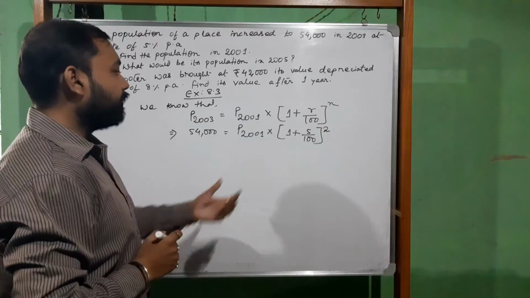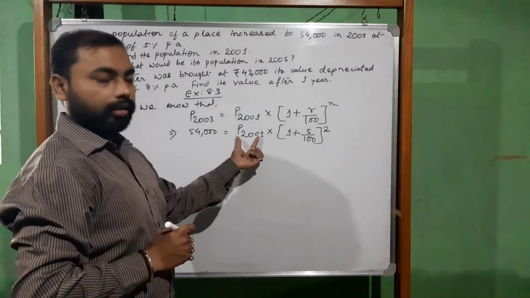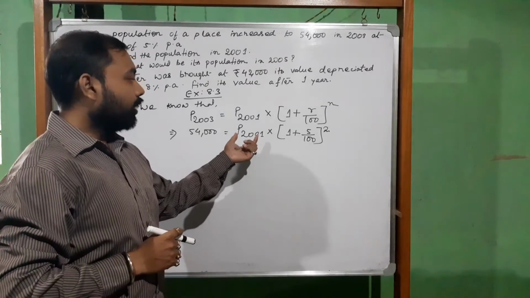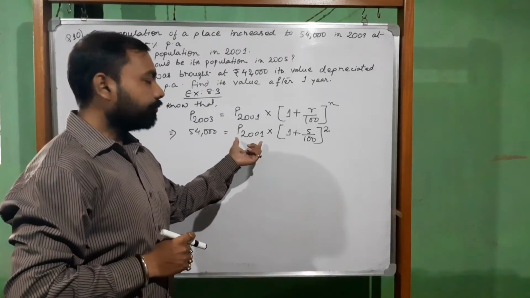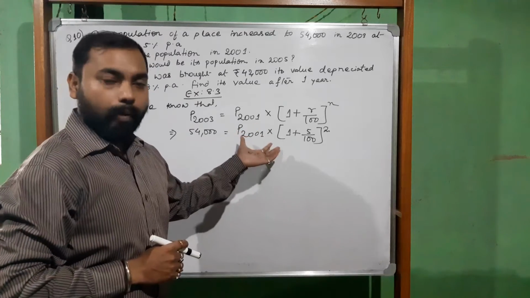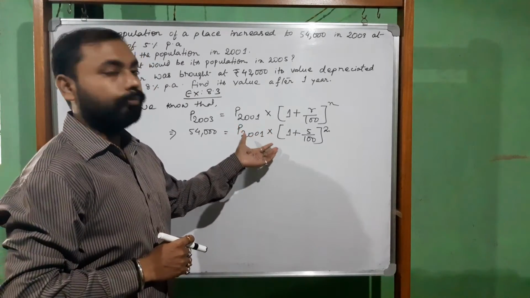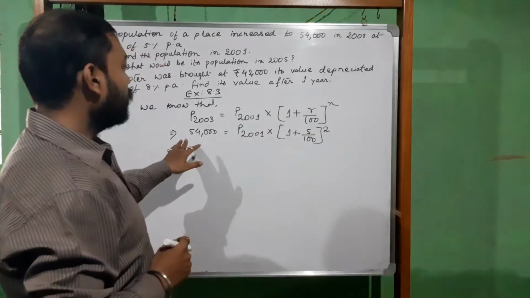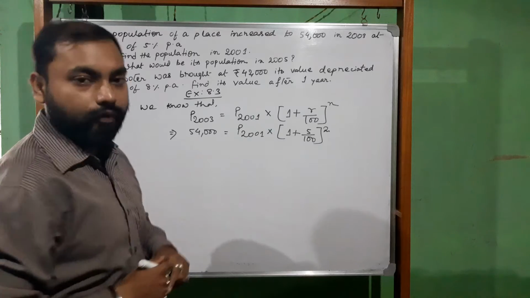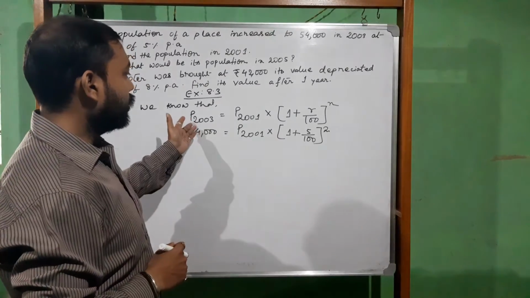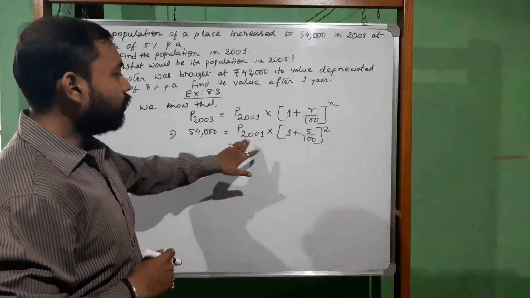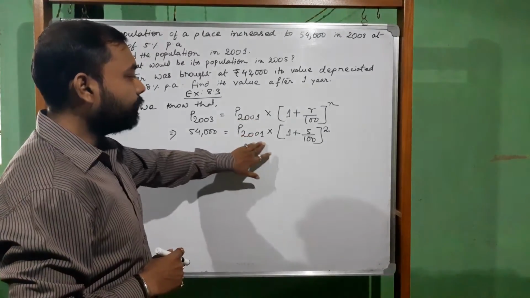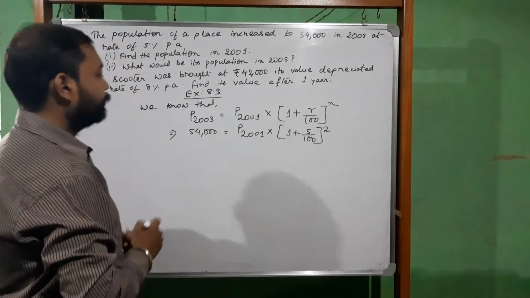Now the thing is, why have I written 2001 here in the principal and 2003 in the amount part? Because it is given that the population in year 2001, whatever may be the population, has increased by 5%, and after 2 years the population was this much, 54,000. So that means 2003 is given. So we have to find the population of 2001. So that's why we have written this on the principal side.